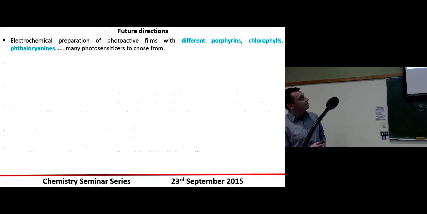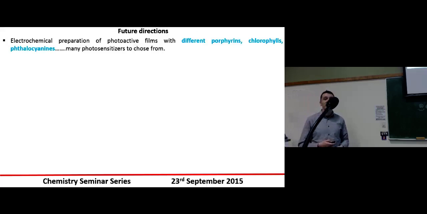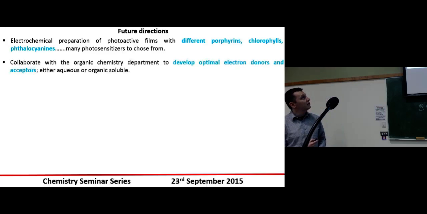Future directions. I want to make more films, so this could be tricky. With different porphyrins, maybe chlorophylls, phthalocyanines, there are a lot of different light active molecules out there to play with. I want to collaborate with people. I want to collaborate with the organic chemistry department to make new donor and acceptor species. So these will be designer molecules. We need the right redox potential, we need the right solubility, things like that.